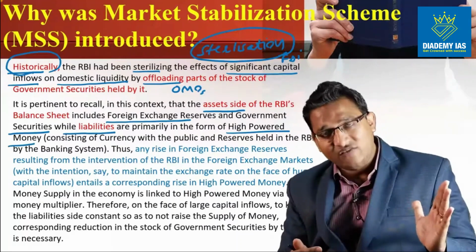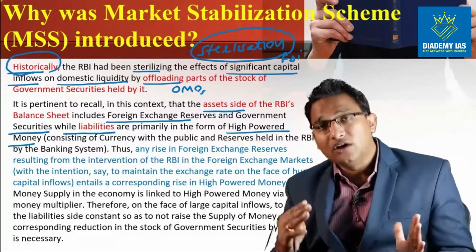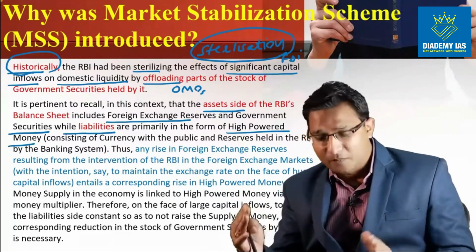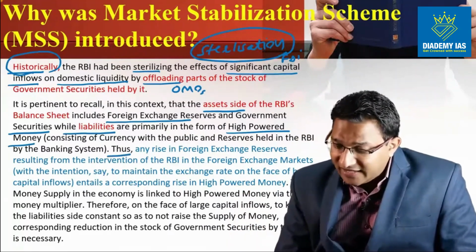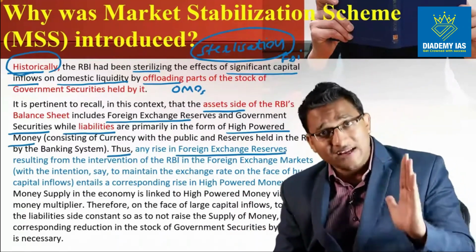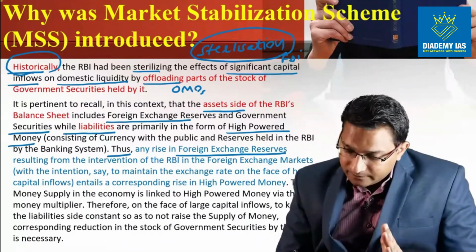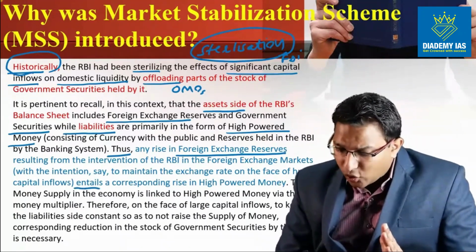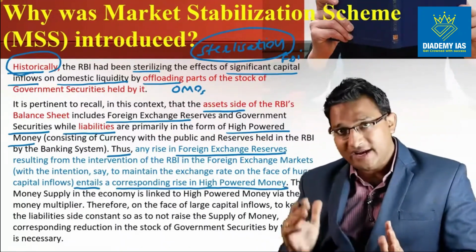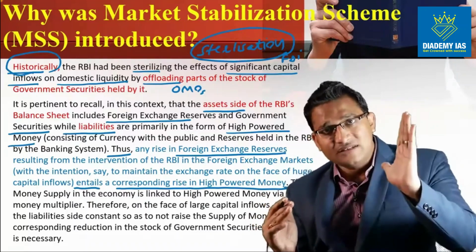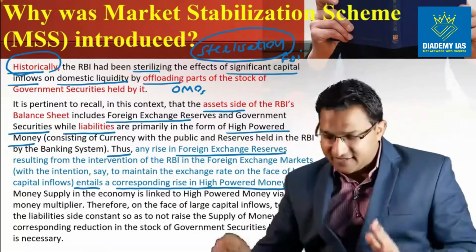So on the asset side we have the foreign currency and the government security. On the liability side we have the high-powered money. Thus, any rise in the foreign exchange reserve, so any rise in the asset side, entails a corresponding rise in the high-powered money, right? So any rise in the asset side means the liability side will automatically rise.